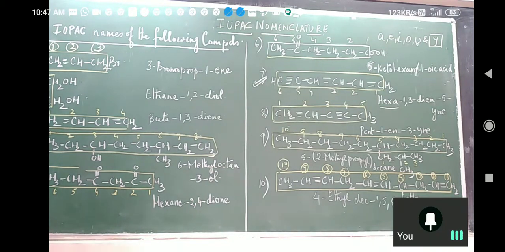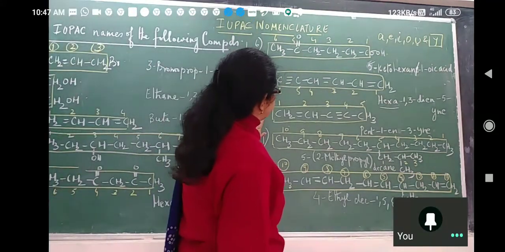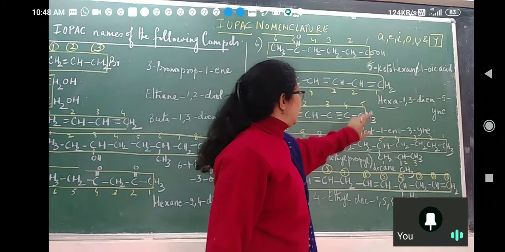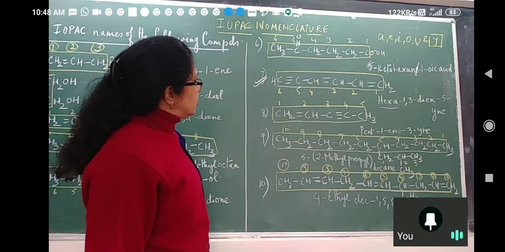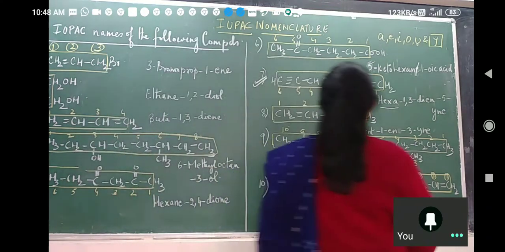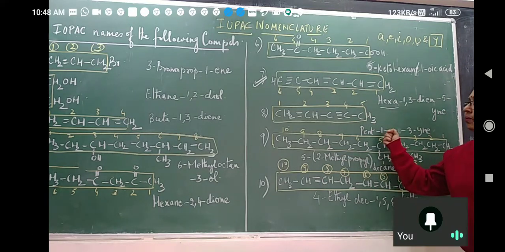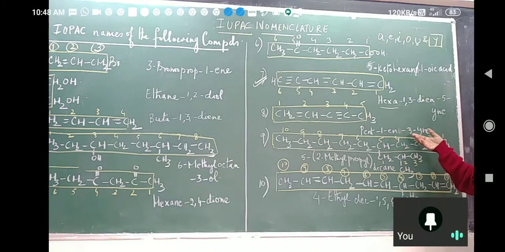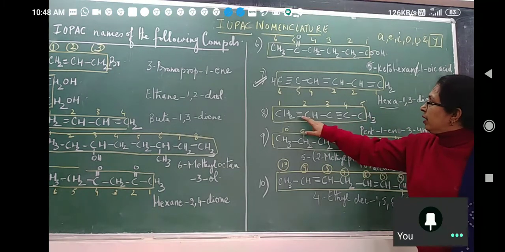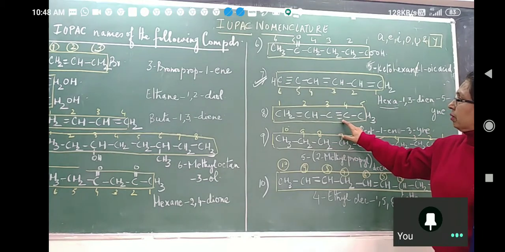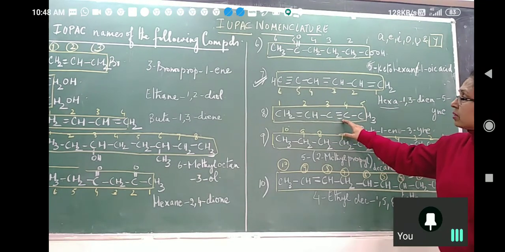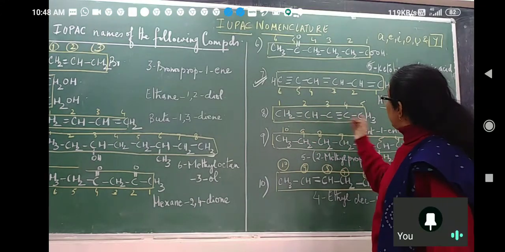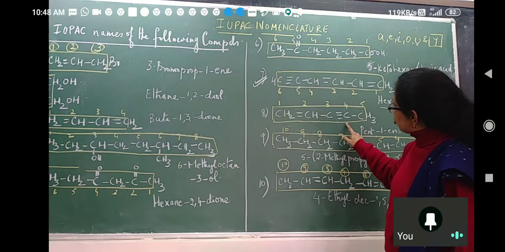Correct? Alright. Now come to the eighth one. Again we have got 1, 2, 3, 4, 5. Now what will this be? This is pent 1 en 3 yne. How did you get it? Double bond and triple bond. First you apply the lowest locant rule. 1, 2, 3. 1 and 3 is 4. But from this end, 1, 2.